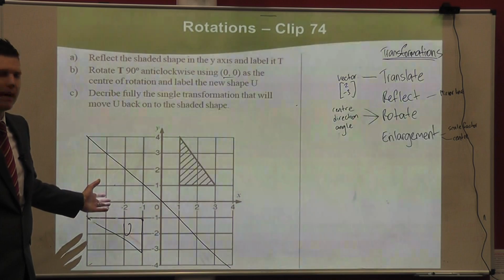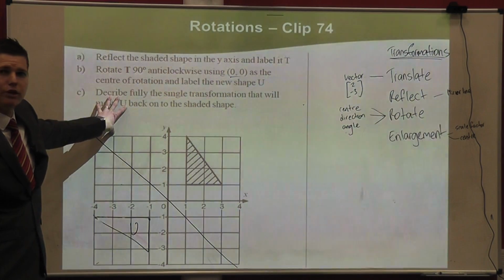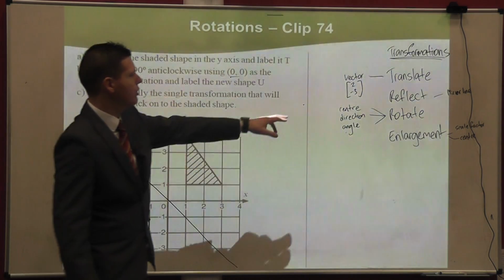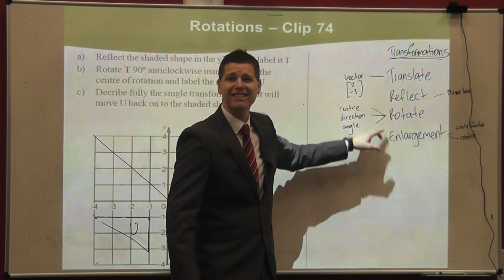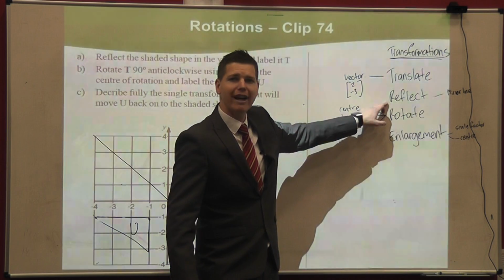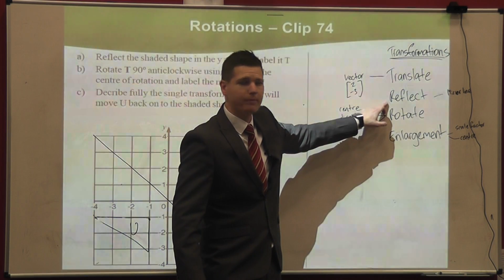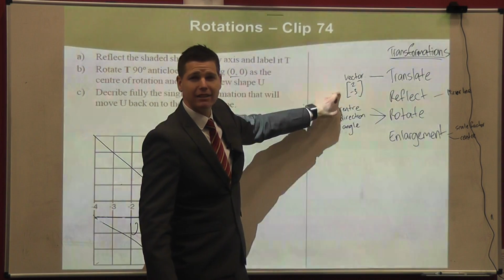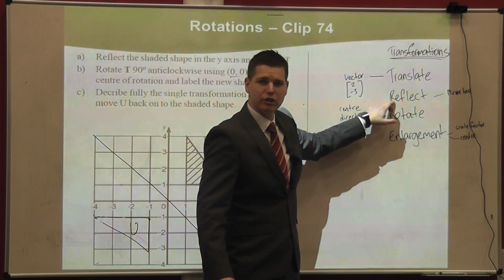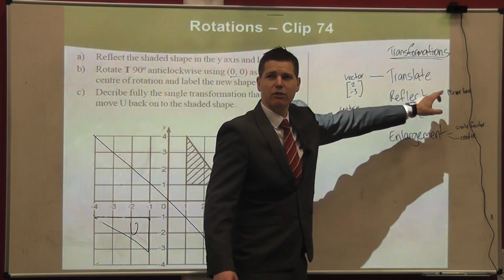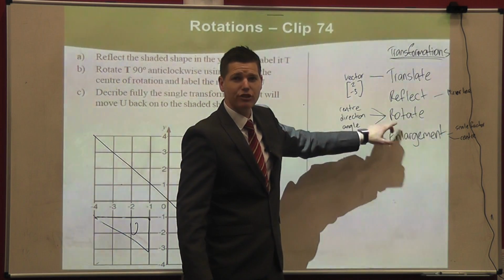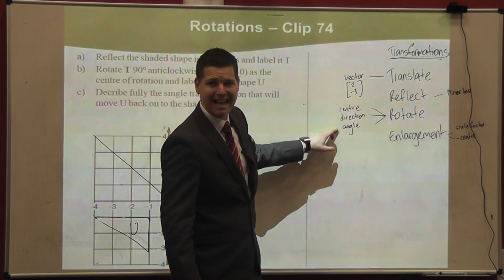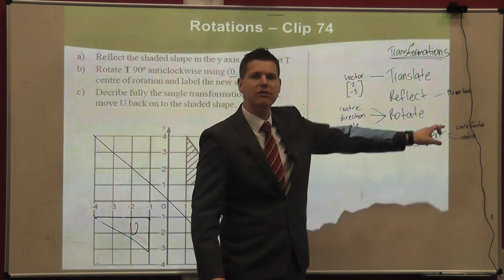Now, for the marks for this particular question, or for any of these really, you need to not only say which one of the 4 transformations it is, in this case a reflection, but you also have to give the key piece of information that goes with it. If it was a translation, you say it's translated, but you have to give the vector. If it's a reflection, you say it's reflected, but you have to give the mirror line. If it's a rotation, you say it's rotated, but you have to give the center, the direction, and the angle. And if it's an enlargement, you have to give the scale factor and the center.